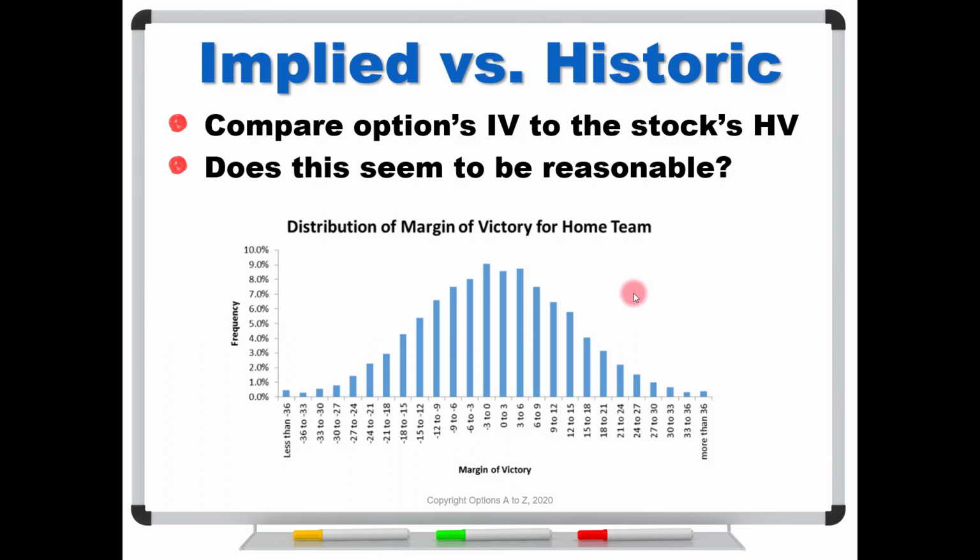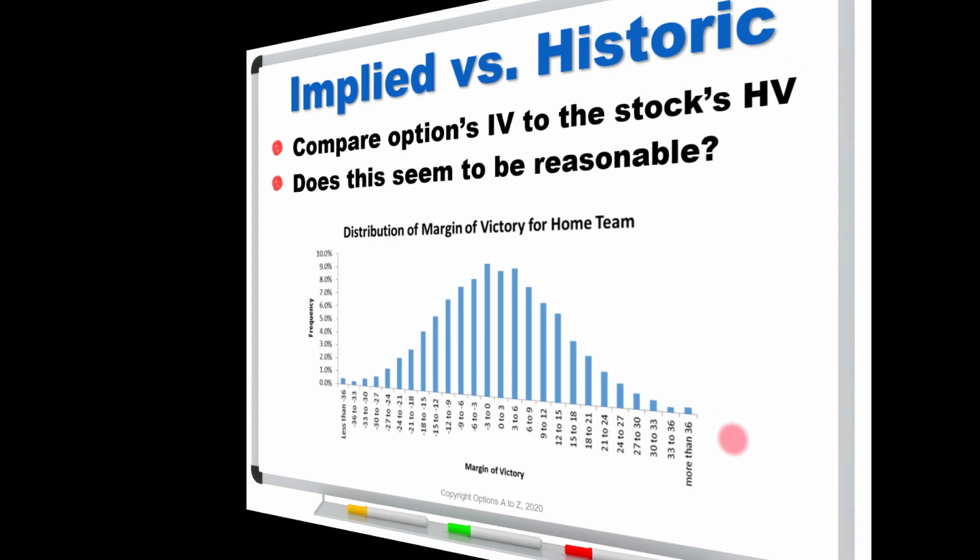Is that reasonable? Well, we just look at the history. This would be like our historic volatility, and say, how often does that happen? Well, more than 36 points is pretty rare, only about 0.5%. Winning by a lot more than this, let's say 40 or 45 points, is probably not a good guess. This is exactly how we're approaching it when we're comparing implied to historic. So how can you do that quite easily?